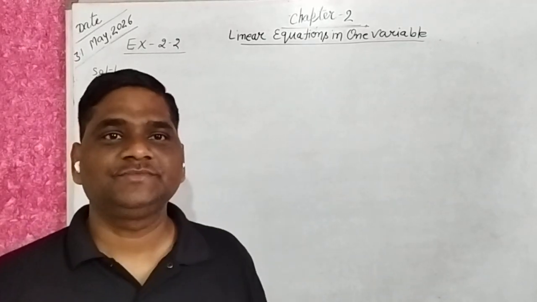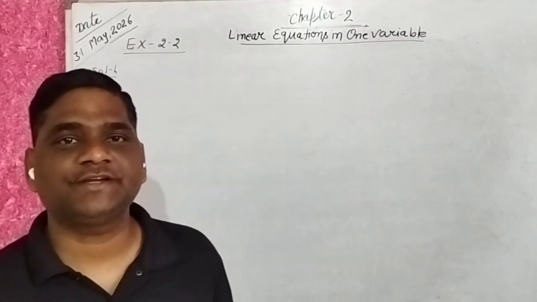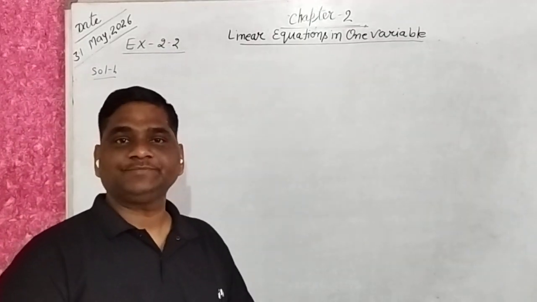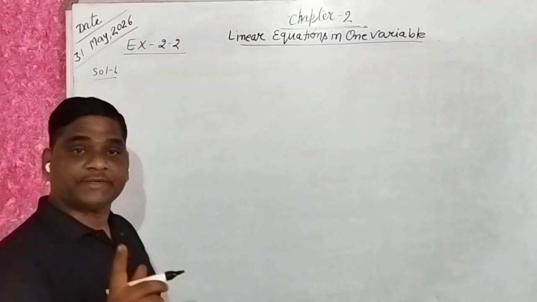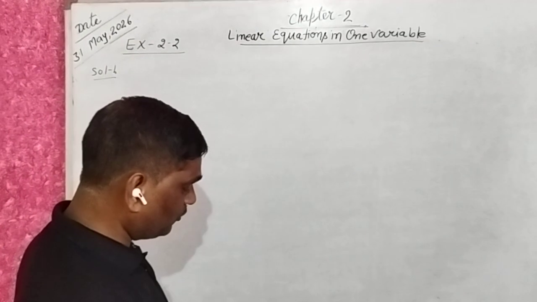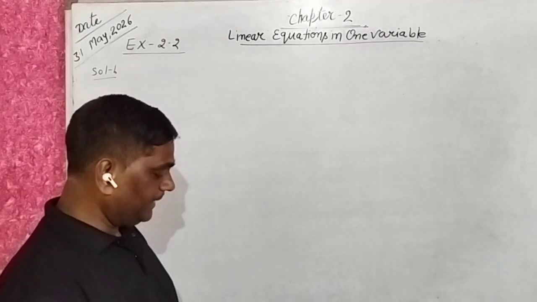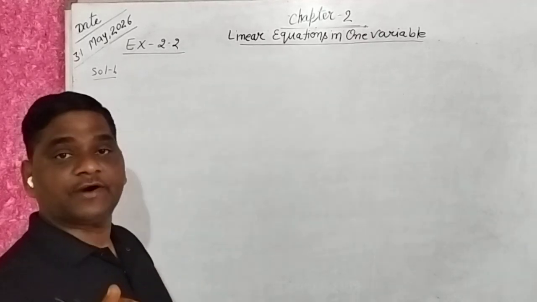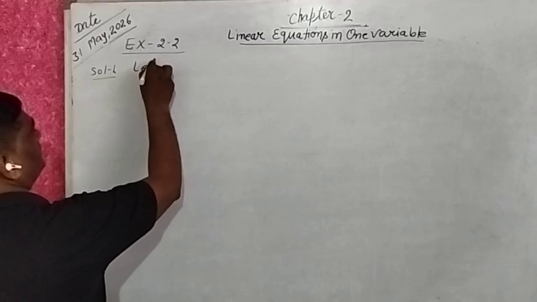Today we are practicing exercise 2.2, linear equations in one variable. So let's start. Question number 1. If you subtract 1 upon 2 from a number and multiply the result by 1 upon 2, you get 1 upon 8. First of all, you have been given this.